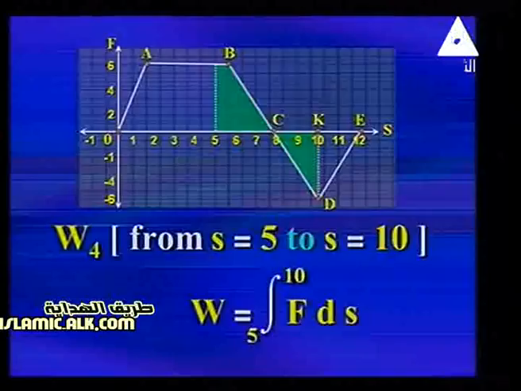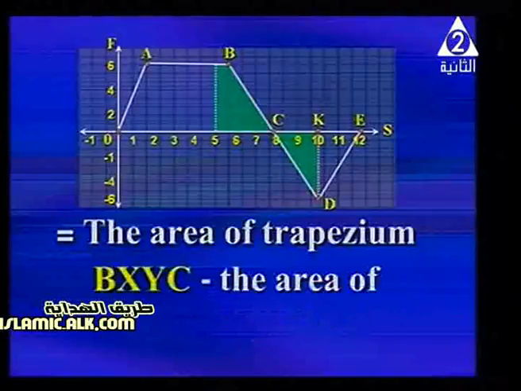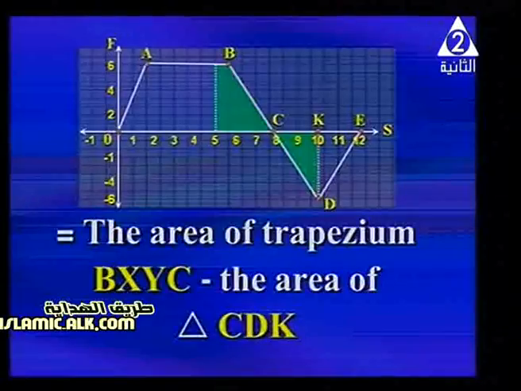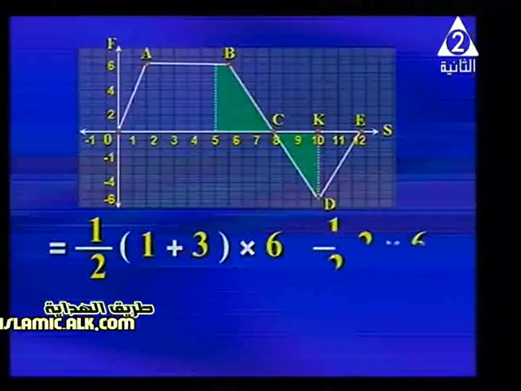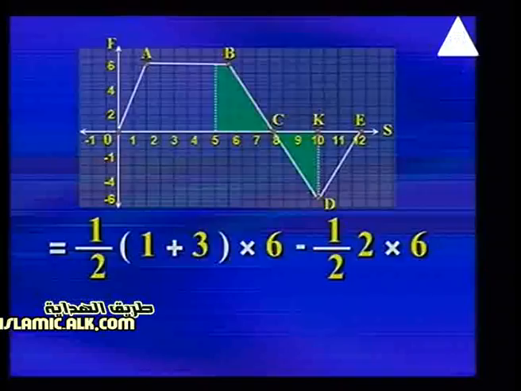Dear student, we use the area of trapezium BXYC minus the area of CDK. Then the area equals half times (1 plus 3) inside bracket times 6 minus half times 2 times 6, area equals 6 joule. Then the required work equals 6 joule.